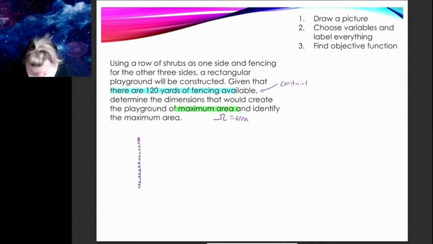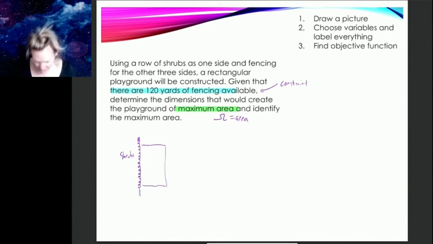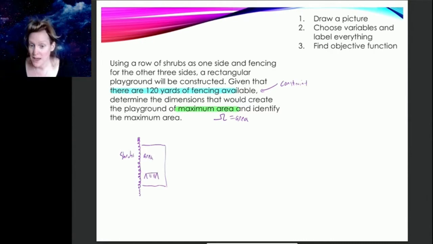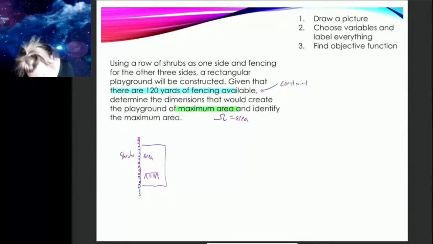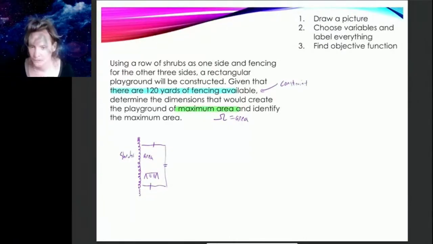Some shrubs. Those exist for free. And then we're going to do some fencing, and that's my fencing. And we're going to put a playground in here. I'm going to draw a swing set. We're going to maximize the area of that. Since it's rectangular, those 2 sides have to be the same, and then the other one is allowed to be different. We should probably come up with names for our variables so that I can come up with a formula for the area, because until I have a formula, this isn't going anywhere.